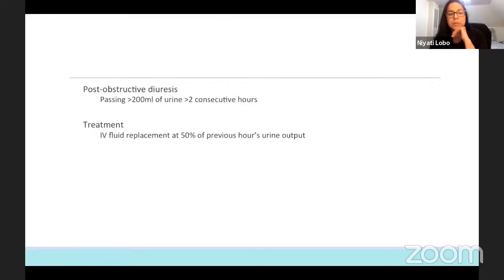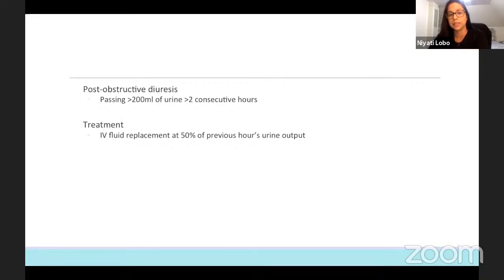Right, so post-obstructive diuresis. The definition of post-obstructive diuresis is passing more than 200 mils of urine for more than 2 consecutive hours. So when you catheterize your patient in retention, you say to your nursing staff and you write in the notes that you want hourly urine output documented. And then you come back and you look at the urine output. And if that patient has passed more than 200 mils for 2 consecutive hours, that is the definition of post-obstructive diuresis. So they might have passed 400 mils in the first hour, then 300 mils in the second hour.